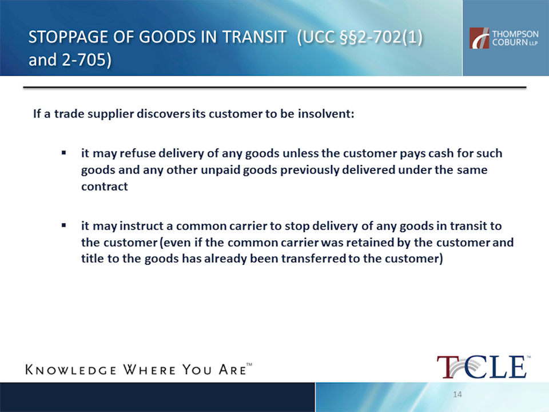Well, two things here. First, you can refuse to deliver any goods unless the customer pays in cash for such goods, and also pays for any unpaid goods that were delivered under the same contract. But important for this topic is that you can also instruct your common carrier to stop delivery of any goods that are already in transit to the customer. That's true even if title technically passes to the customer, or if the common carrier has been retained by your customer. And you have to do that by providing clear instructions to the common carrier, the trucking company, the shipping company, to stop delivery of those goods in transit.